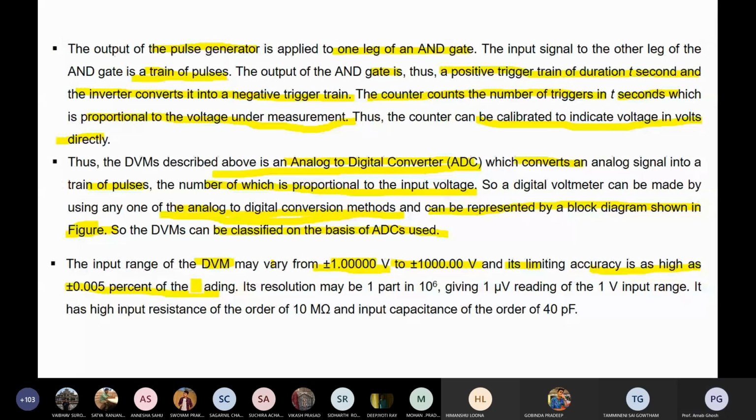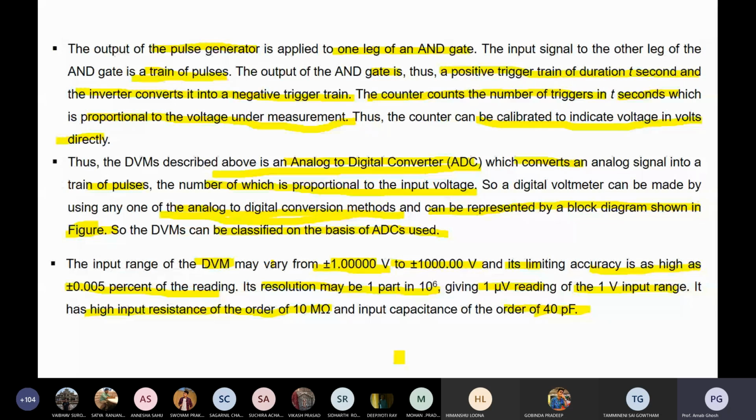Its resolution may be 1 part in 10 to the power 6, giving 1 microvolt reading in the 1 volt range. So if you give 1 volt, how much error will be there? 1 microvolt. That error is too less, and that device is more accurate. It has a high input resistance, in the order of 10 mega ohm, so the analysis will be very good. The input capacitance is in the order of 40 picofarad. So you can understand the range of that application, as well as the values.